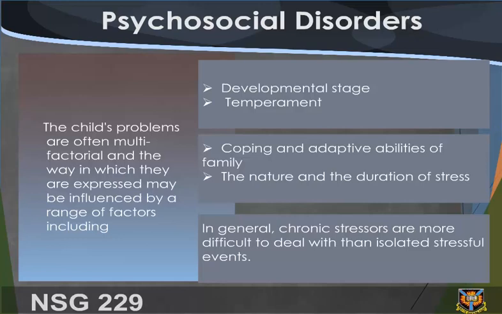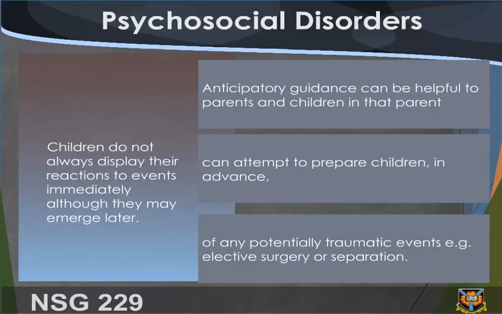The child's problems are often multifactorial, and the way in which they are expressed may be influenced by a range of factors, including developmental stage, temperament, coping and adaptive abilities of the family, and the nature and the duration of stress. In general, chronic stressors are more difficult to deal with than isolated stressful events. Children do not always display their reactions to events immediately, although they may emerge later.